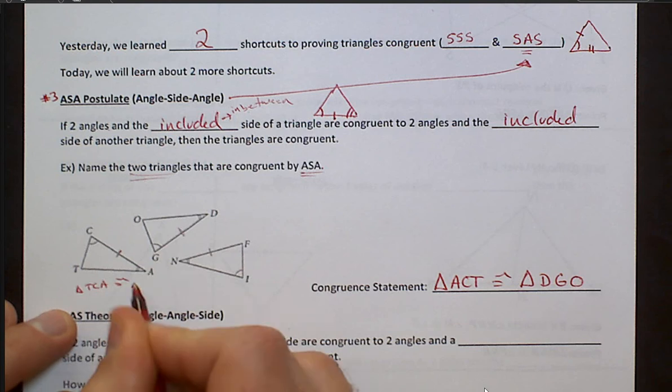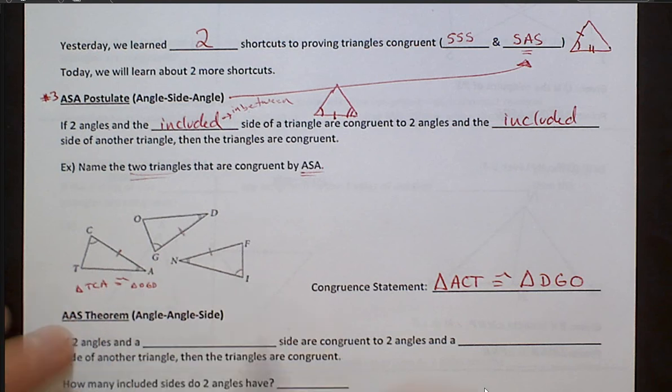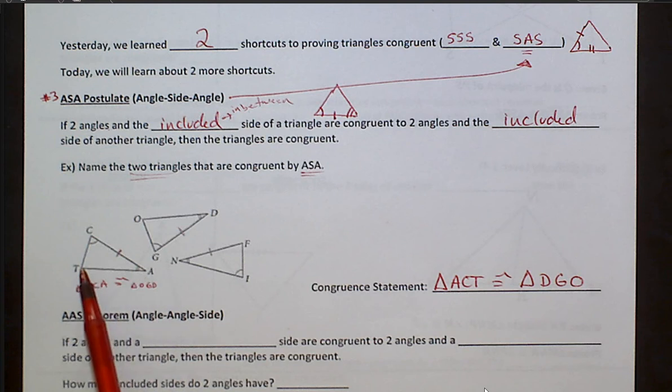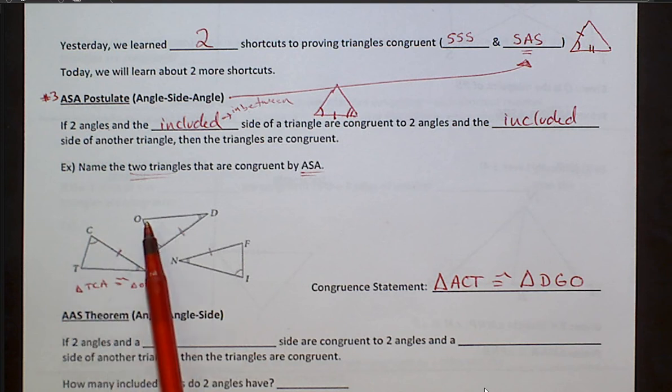Triangle OGD. And if you're still confused on how I'm naming those triangles, what I always do is look for the markings, and I try to follow patterns. Like if I started at T, T has nothing, and then it goes to C, which has that little angle mark, and then goes to A. So I go from nothing to a little angle mark. What about this one? Nothing for O, little angle mark to G, and then D. So I look for the markings to kind of help me with the proper naming, okay?